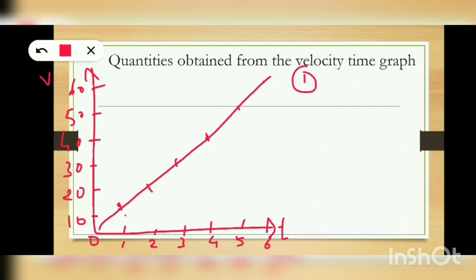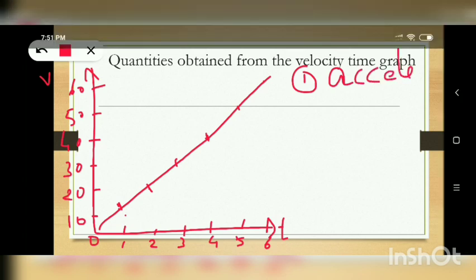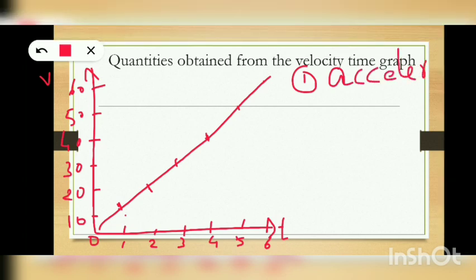First one is the acceleration of the object itself. So acceleration is calculated from this velocity time graph. How? By calculating the slope of the graph. We will discuss slope in this session itself. So the acceleration of the object is obtained from the slope of the velocity time graph.